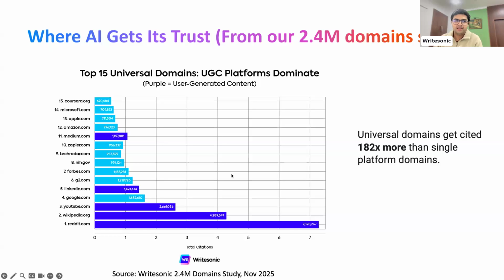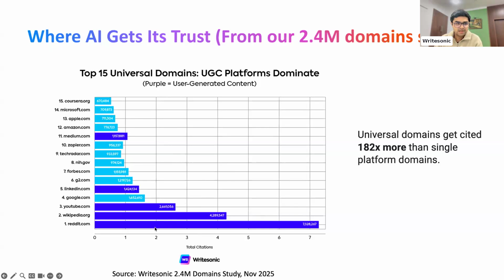And this is also a recent report that we did. We analyzed about 2.4 million domains last month. And I hope everyone is able to see these graphs, but these are the top universal domains which get the most amount of citations. So if you see here, the most common ones here are UGC platforms.